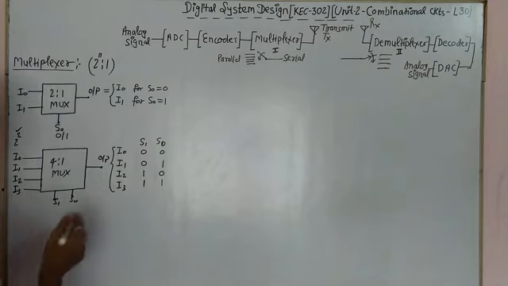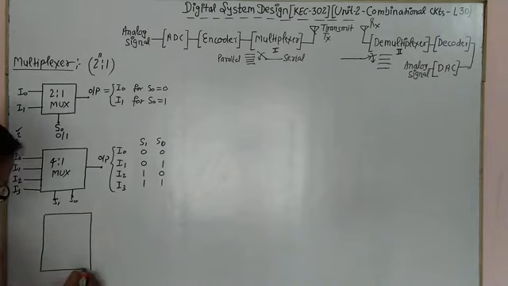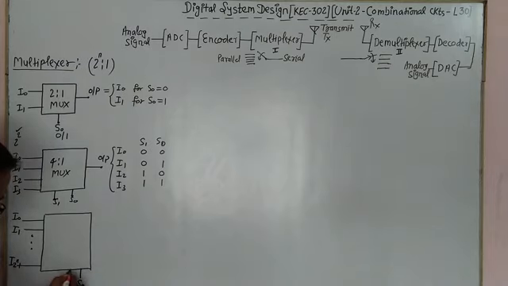Similarly, if you have n inputs, I0, I1, up to I 2 raised to n minus 1, so here 2 raised to n inputs, we will have n select lines.